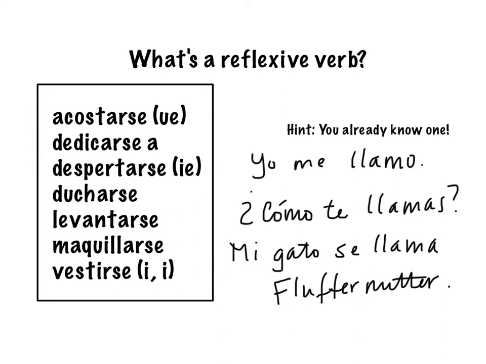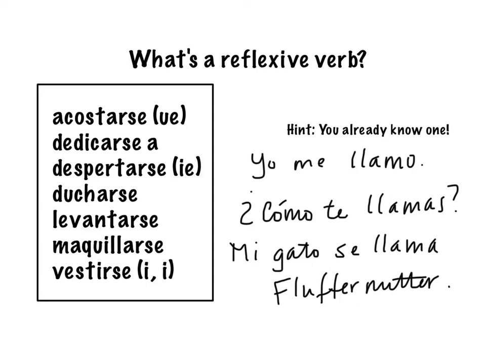Some of us wake up and get up at the same time. Some of us wake up and then we go back to sleep for a long time until we finally get up. Maquillarse, which means to put makeup on oneself. And vestirse, to dress oneself. And this E changes to I. It's a stem changer in the present tense and also in the preterite tense.